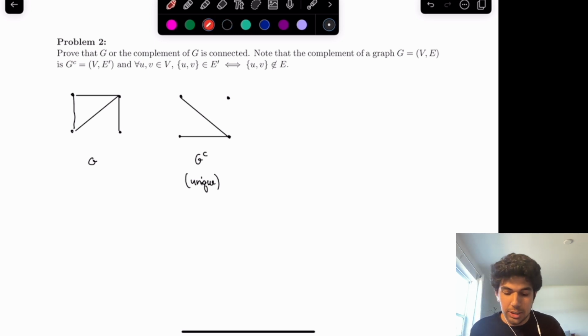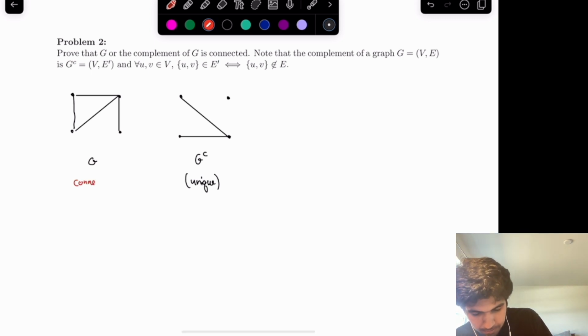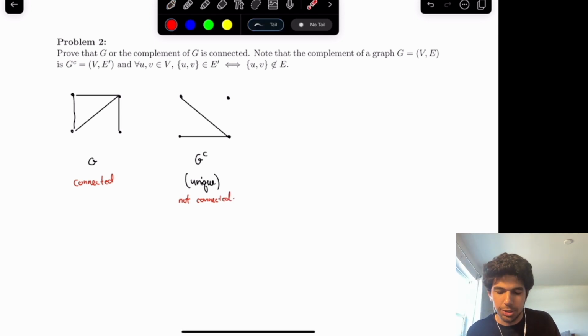We're asked to prove that G or G complement is connected. In this example drawing, G is connected, G complement is not connected, but this verifies the potential of this claim being true because we have one of these conditions being filled, in this case G being connected. The complement of G is not, but it doesn't matter. We just need one of these to be true. Okay, well, how are we going to do this?